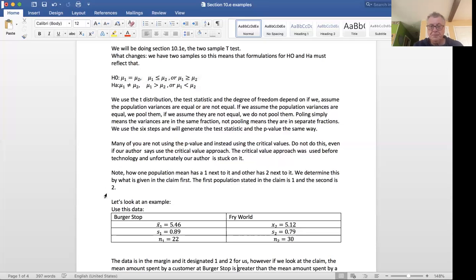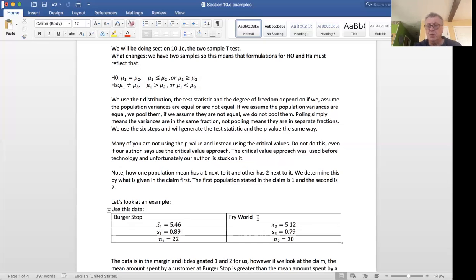Once in a while, we have the data already summarized like we do here. So it's clear that in this case, whatever this is about, they want Burgerstop to be group 1. Whatever this is about, they want Fry World to be group 2.